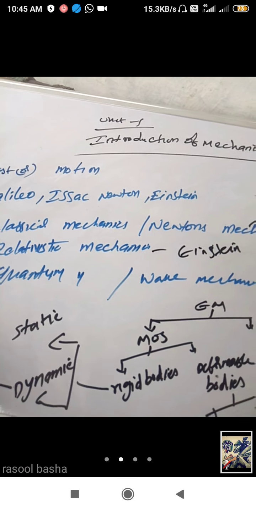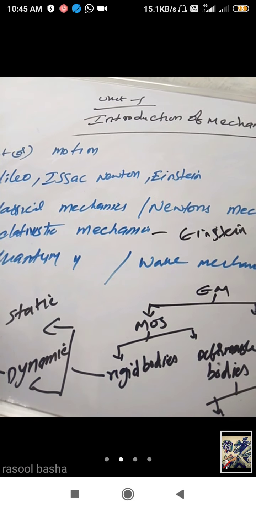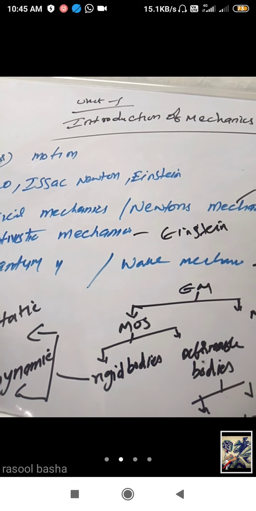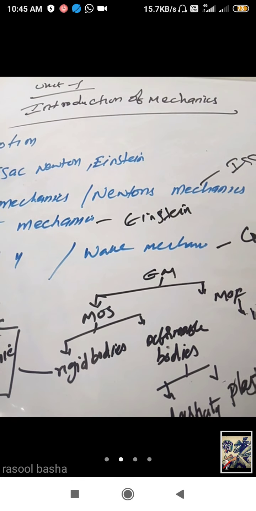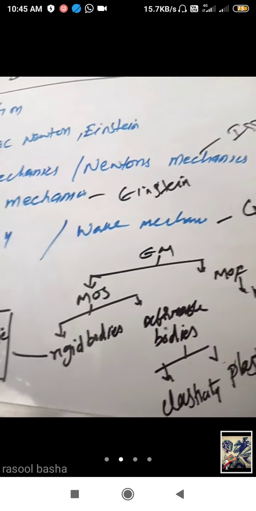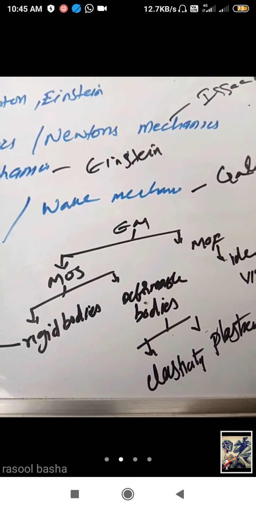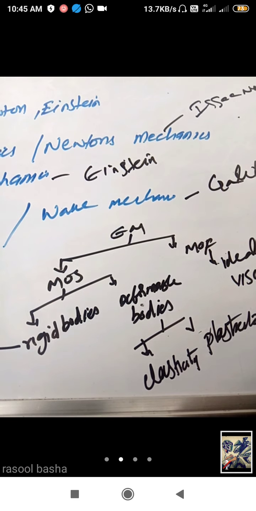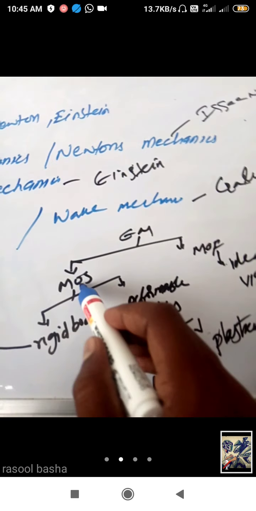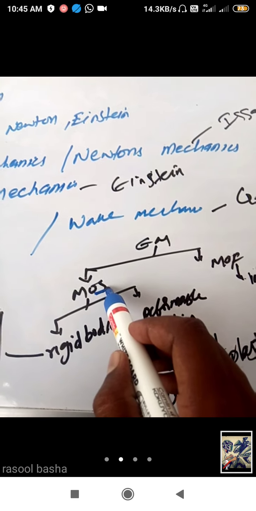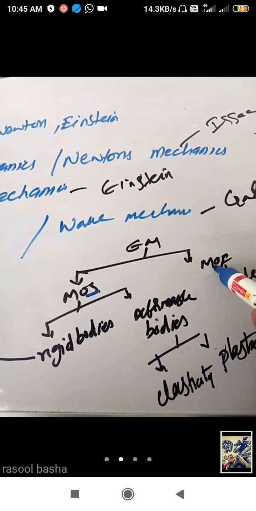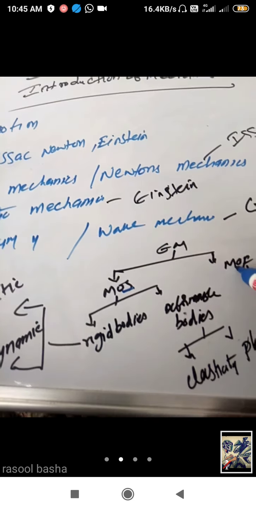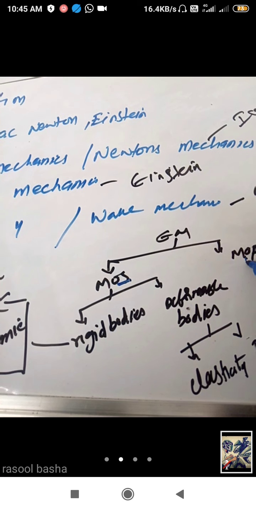Next, coming to the classification of mechanics. According to the classification, mechanics is classified into two types. One is mechanics of solids, MOS, which is nothing but mechanics of solids. The second one is mechanics of fluids. These are the two types into which mechanics is divided.